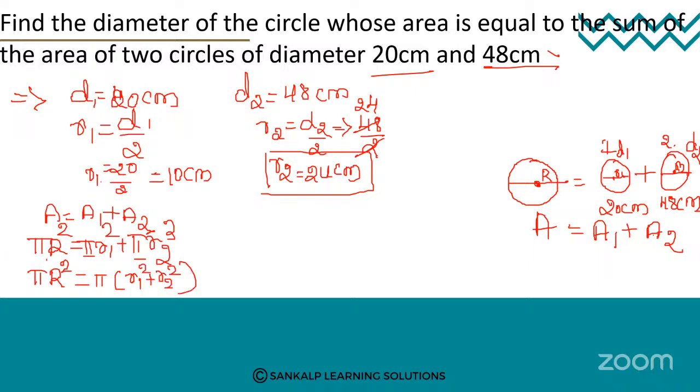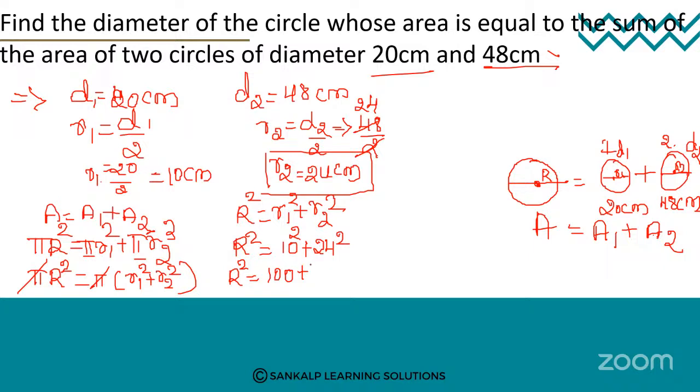Now pi and pi will get cancelled. So what you will get? R square is equal to r1 square plus r2 square. We know the value of r1 and also r2. R1 value is 10 centimeter, that is 10 square. R2 value is 24, that is 24 square. So R square is equal to 10 square is 100 plus 24 square is 576. Now R square is equal to 100 plus 576, that is 676. So R square is equal to 676.